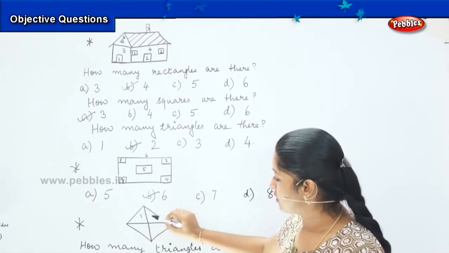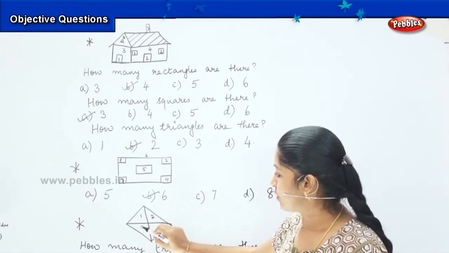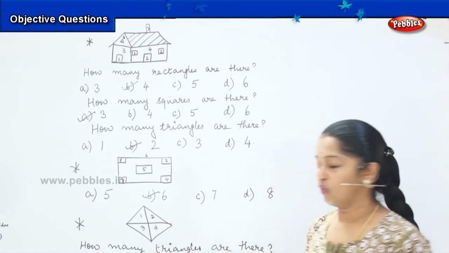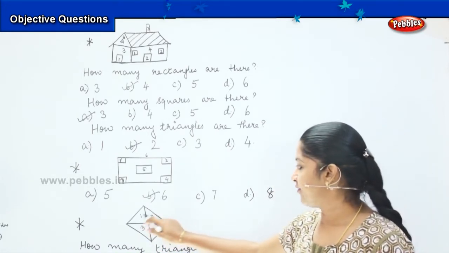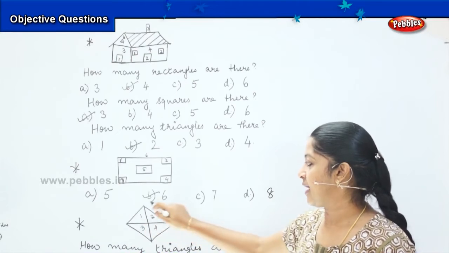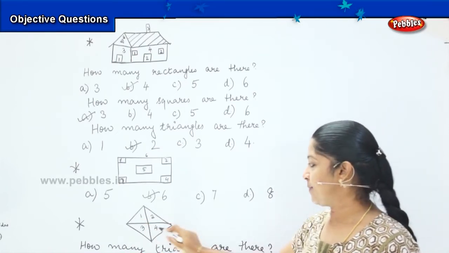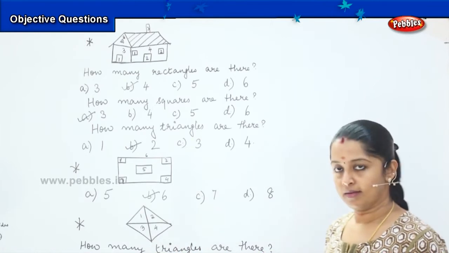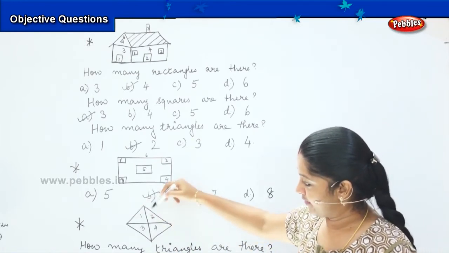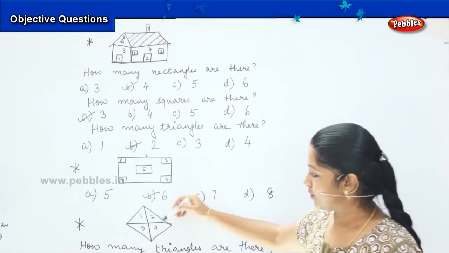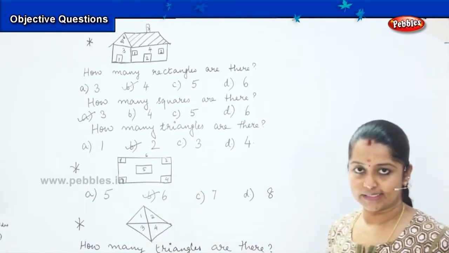1, 2, 3, 4. Then 5 is 1 plus 2. Then 3 plus 4, 6. Then 1 plus 3, 7. And 2 plus 4, which is 8.